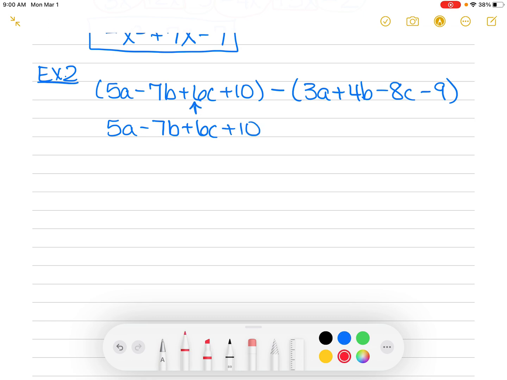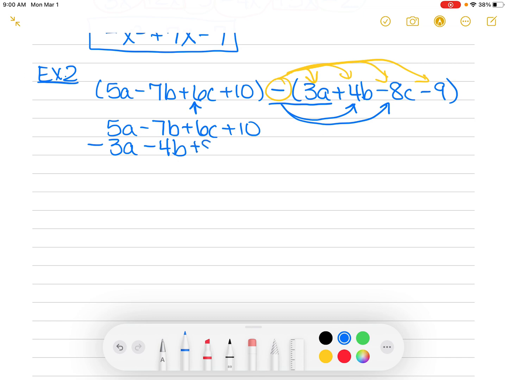Okay, and now I'm going to take my minus sign right here, and I'm going to distribute it out to everything as I'm writing it down. So here I have minus 3a, so I'm just going to put a minus 3a. Then I have the minus 4b. Here I have a minus and a minus, so that's going to be plus 8c. And then I have a minus and a minus again, so that's going to be plus 9. See how I line them all up underneath the one that they're supposed to be underneath?